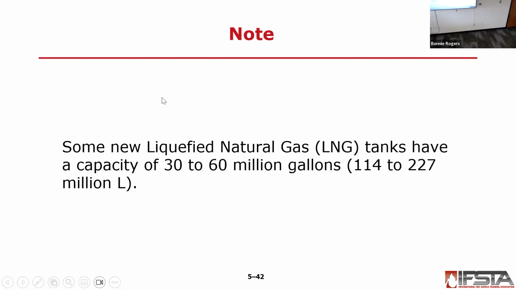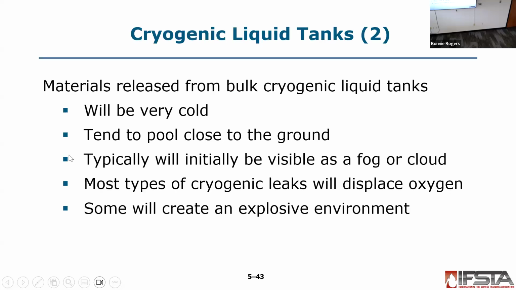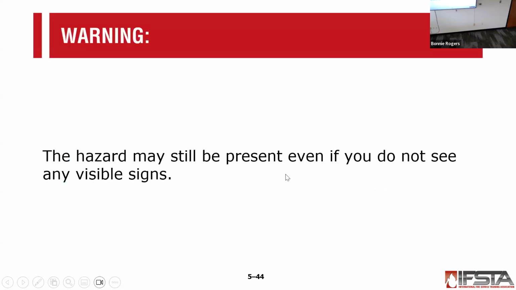Okay, what do we know about cryogenic materials? Very cold. And how are we going to find them? Looking for frost. In the summer there will be frost, but even in cold temperatures you won't see frost because that stuff comes out and it is cold. The release will tend to pool. You might see it as a fog or a cloud. And it will displace oxygen in a potentially explosive environment. Still a hazard even if you don't see it.